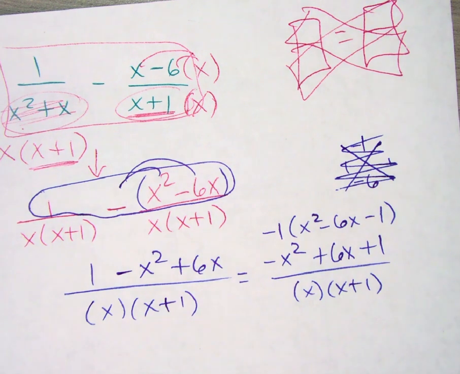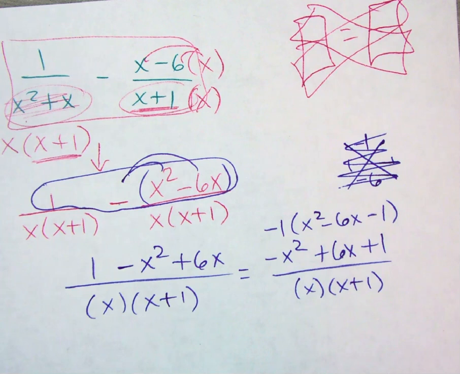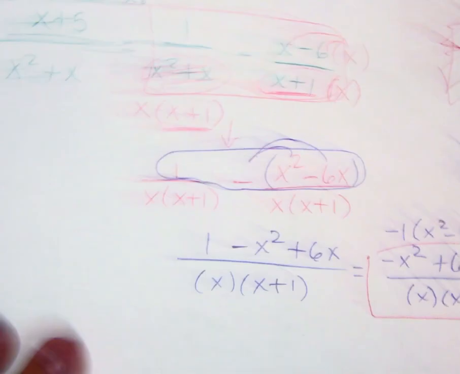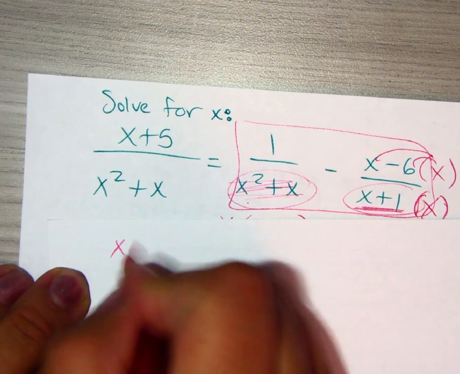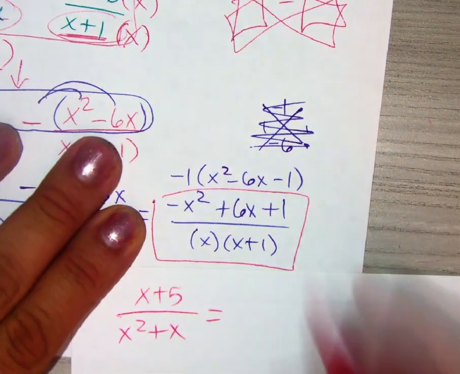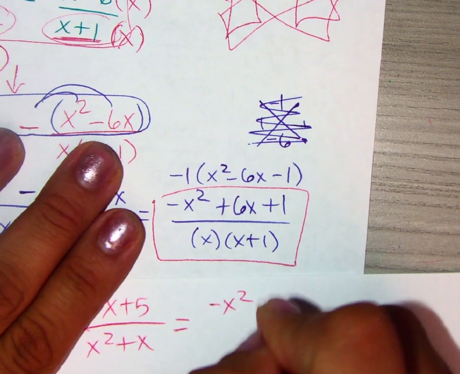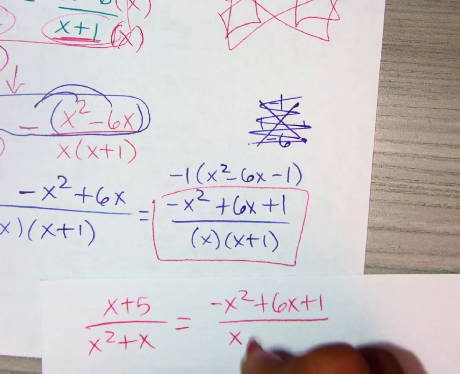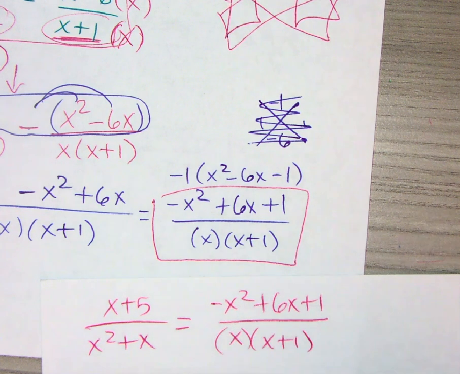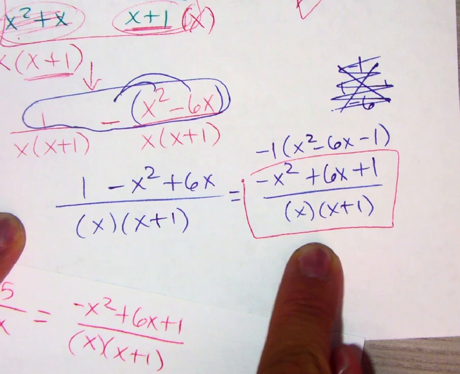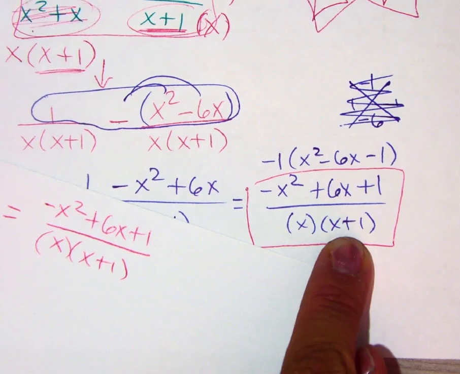Okay, so Photomath is giving me the answer to the equation. So what I'm going to do is leave it like this. And now I'm going to write the equation. So this x plus 5 over x squared plus x equals this equation right here: negative x squared plus 6x plus 1 over x times x plus 1. All right, so that will be the equation. We found what these two equal as a fraction, which is this, and then we're writing the equation saying this left side equals this fraction right here.